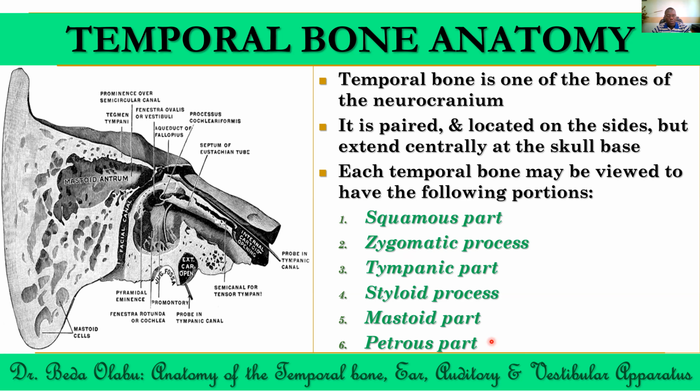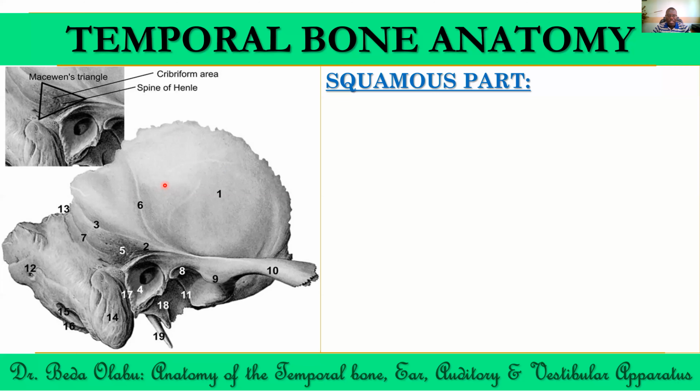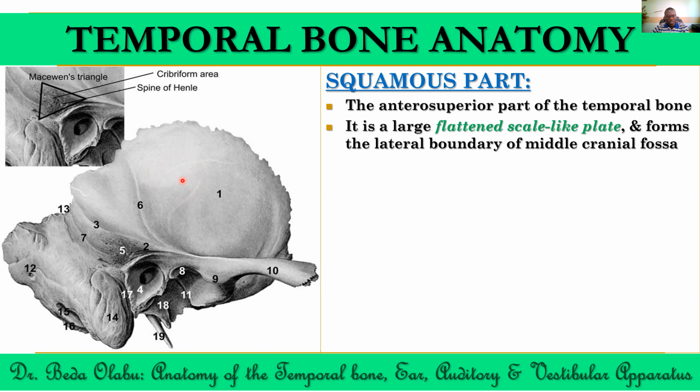Let's start with the squamous part, which is this part here. The squamous part of the temporal bone lies anteriorly and superiorly. So it's the anterior-superior part of the bone. It is very large, as you can see, and flattened like a plate. When you look at it, it forms the lateral boundary of the middle cranial fossa, which means that the parts of the brain which are in the middle cranial fossa will be lying medial to the squamous part of the temporal bone.